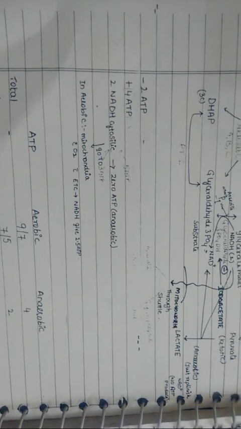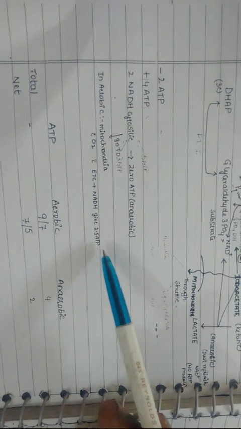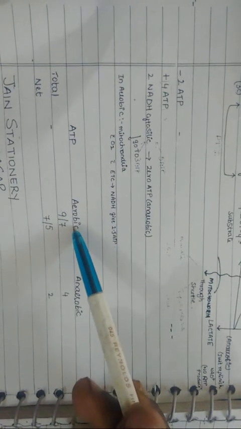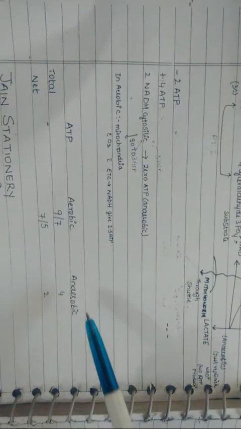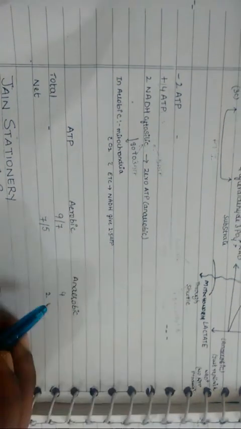This is what they tell us, and you can observe here minus 2, that means 2 ATPs are utilized, 4 are produced, and 2 NADH go to the electron transport chain in the mitochondria, and there is a production of 2.5 each, that is 5, so total of 9, and 2 are utilized. That means total 7. In anaerobic 4 are produced, now 2 are utilized, so net is 2.